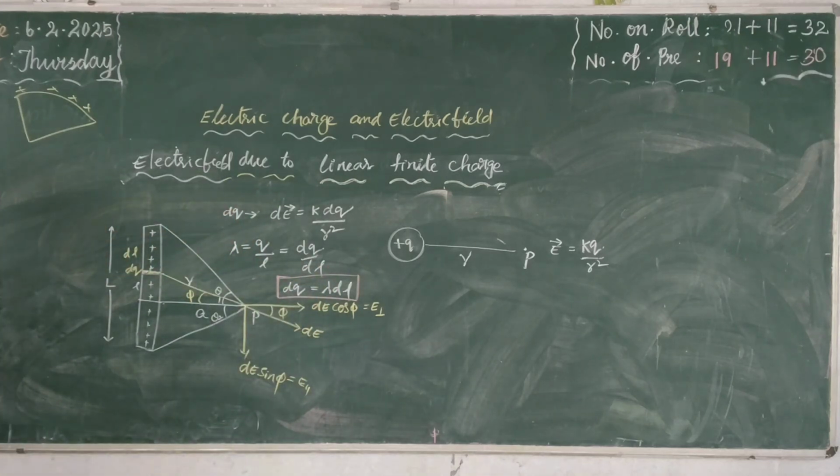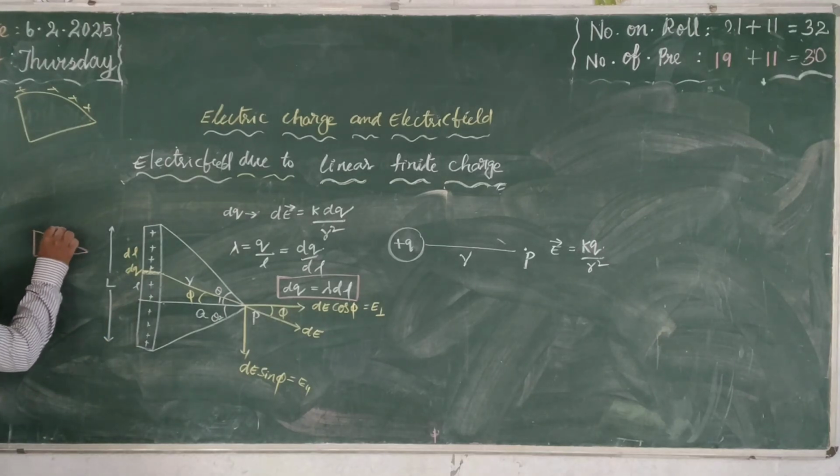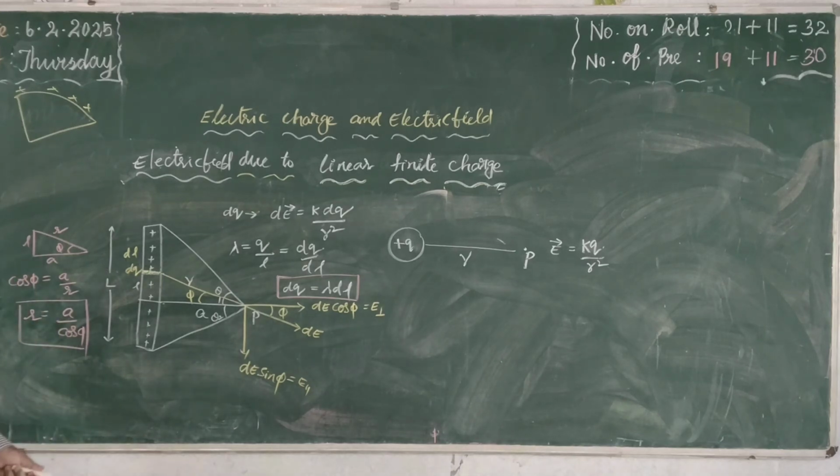Next, from this triangle, this is the angle phi. It is r, it is l, it is a. From this we can write cos phi, adjacent by hypotenuse. Adjacent here is a, hypotenuse is r. So r equals a by cos phi. This radius equals a by cos phi.